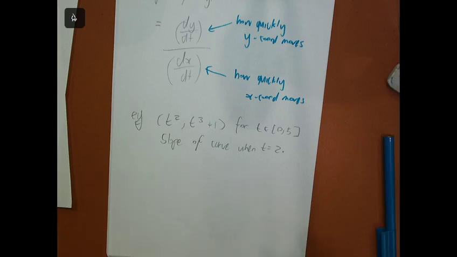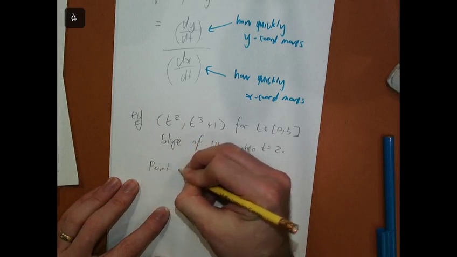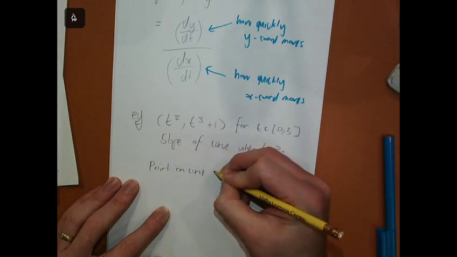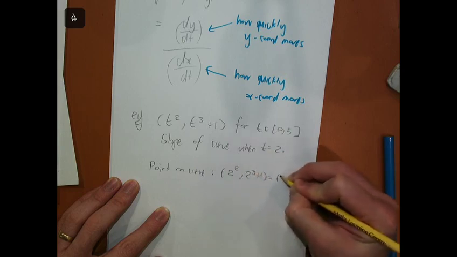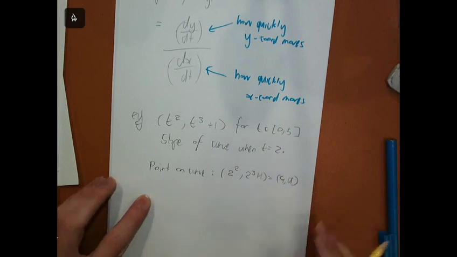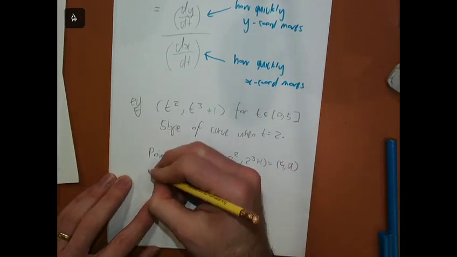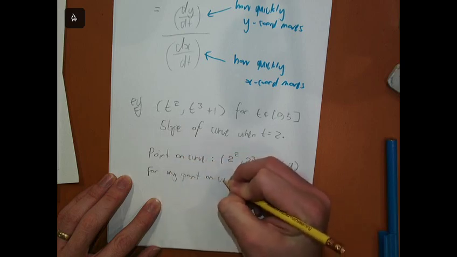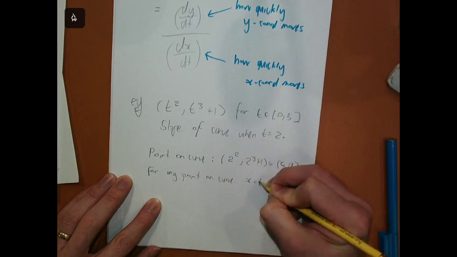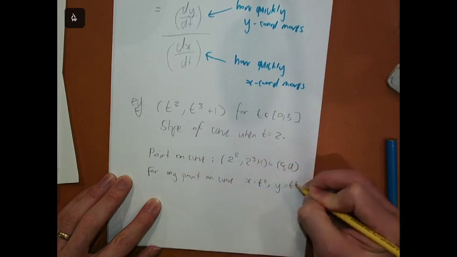So I really should know what the point on the curve at that spot is. It's not necessary in order to figure out what the slope of the tangent at that point is, but I just think it's useful. So let's see, the point on the curve is 2 squared, 2 cubed plus 1, which is 4, 9. Okay, and for any point on the curve, x is t squared and y is t cubed plus 1.